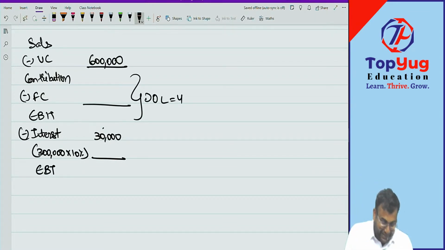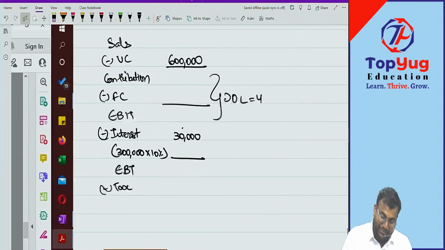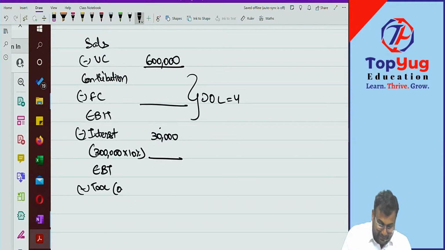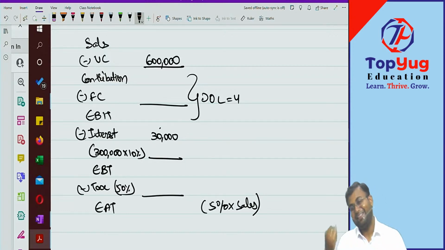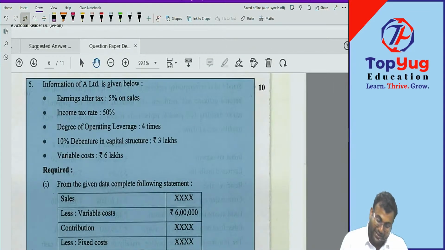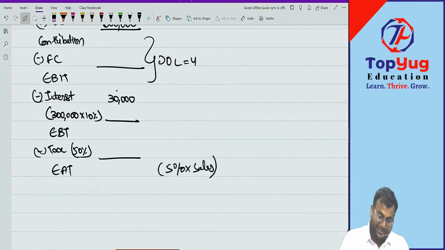So again, EBT, I don't know. Less taxes. Do we know something? We know only one thing, that it is 50% of EBT. Then EAT, that we know as 5% of sales. Do you know sales? I don't know. Any other information? DFL is also not given. At least if DFL was given, we know the interest, we'd be able to find out EBIT and EBT. It is at a different level.